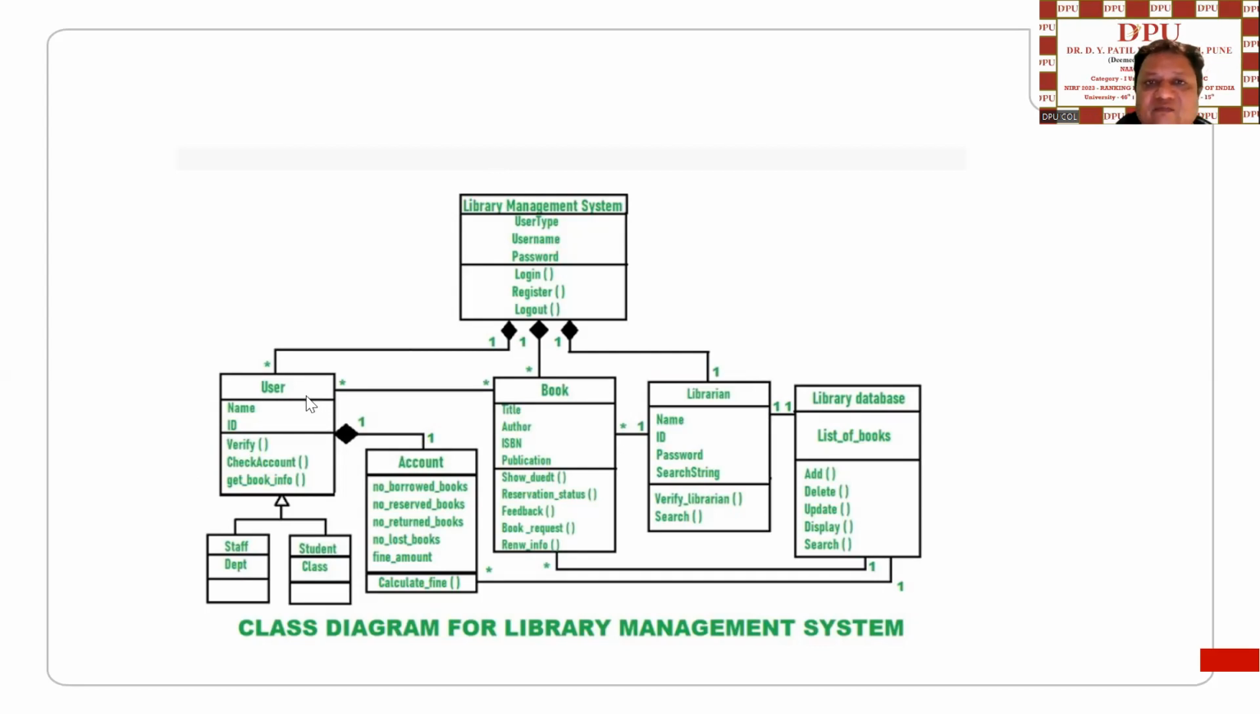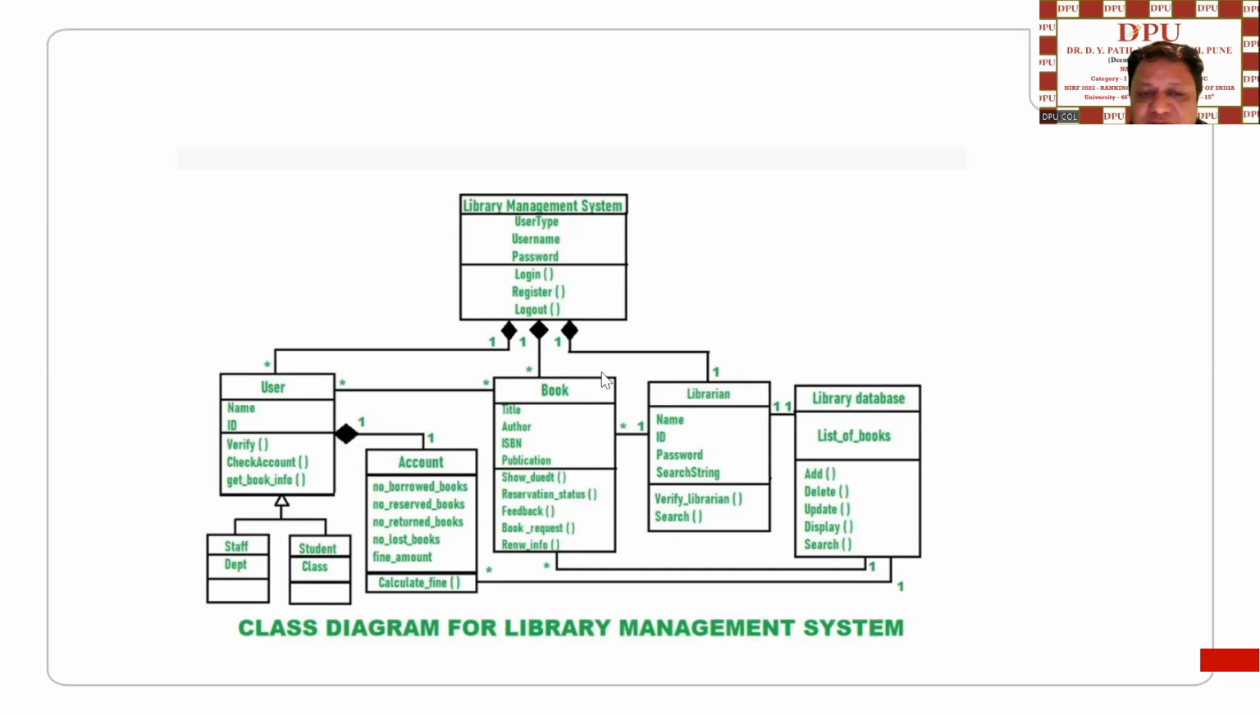User is a class. What attributes does the user have? The user has attributes like name and ID. And what is the behavior of that user? Behavior means methods which act on that name and ID. So what are the methods of the user class? As you can see here, verify the user, put_book_info, or check discount. These are the methods which will actually act on the data of that user.